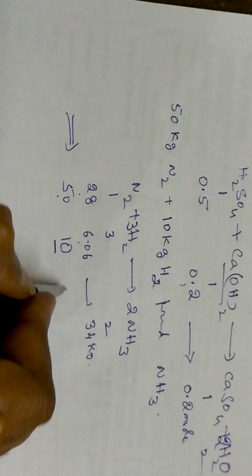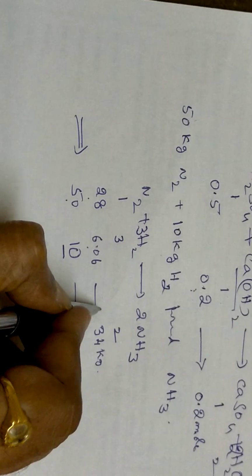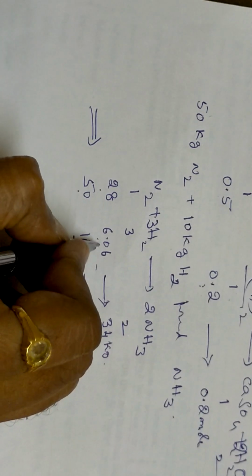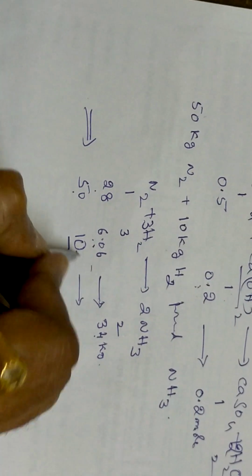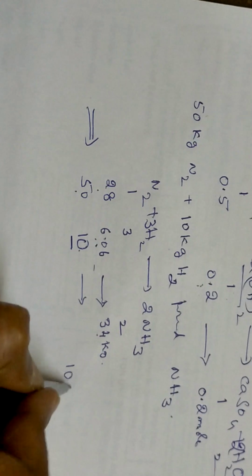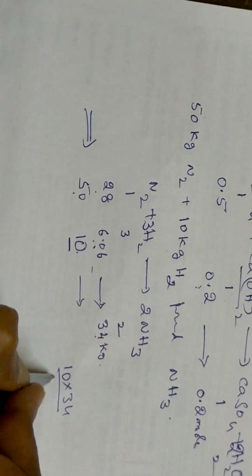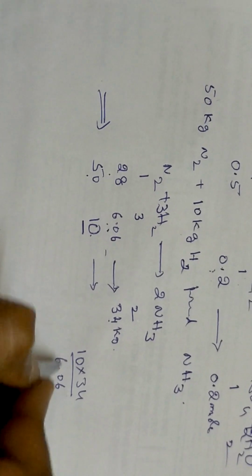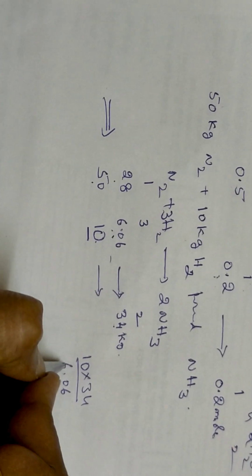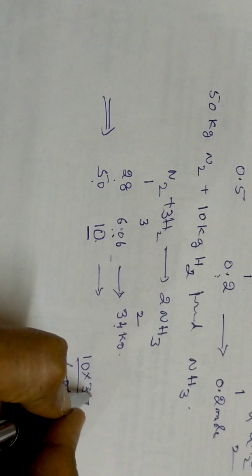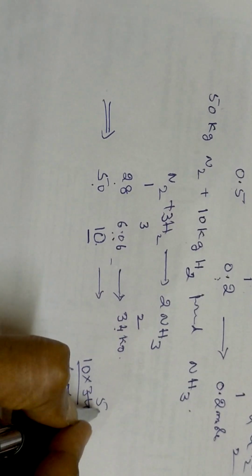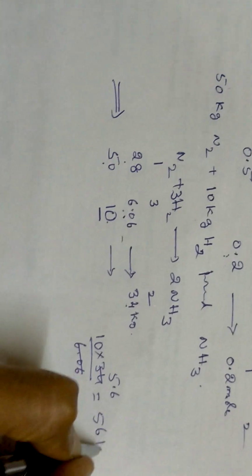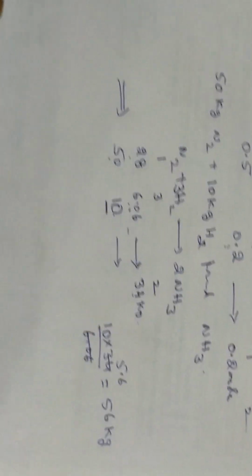Okay. Now the product: how much product is coming? For 6.06 kg of hydrogen you are getting 34 kg of ammonia. For 10 kg, how much? 10 into 34 by 6.06, which comes to roughly 56 kgs. I am not calculating exactly.